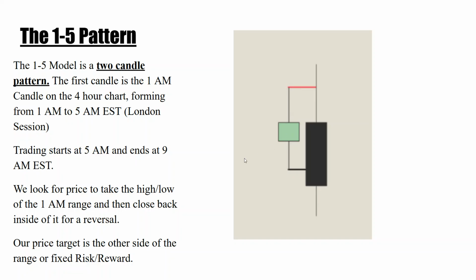All you're looking for, based on this range, and this is a short example of it, is for price to take either the high or the low of the 1 a.m. range and then close back inside of it for a reversal. Your take profit is the other side of the range. The main thing is that the 1 a.m. candle has to create the initial high or low of the day. Then after it closes, a new high or low of the day has to be made up here. See how this is the new high up here. Then you want to catch the momentum as it shifts downward and ideally just be out in one candle. So this is the price action that we're looking for.